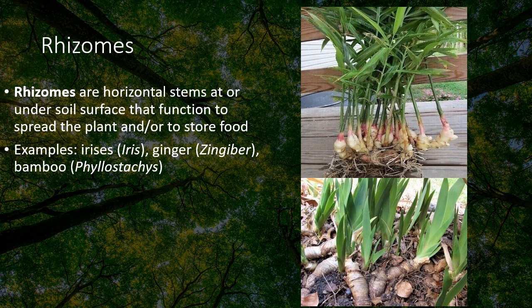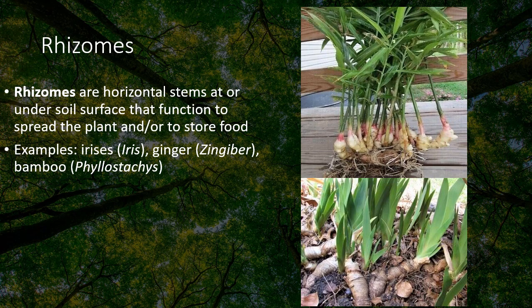Rhizomes are horizontal stems at or under the soil surface, and they help to spread the plant horizontally through the soil. So a lot of plants will form a mat of these stems at soil level and grow into a big clump. Some really good examples of rhizomes would include irises.